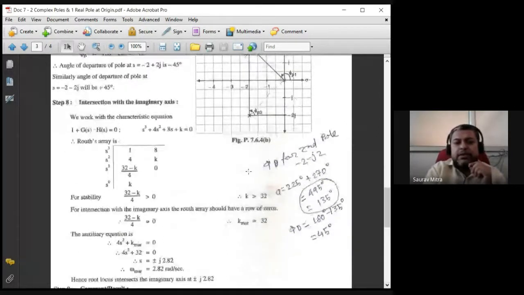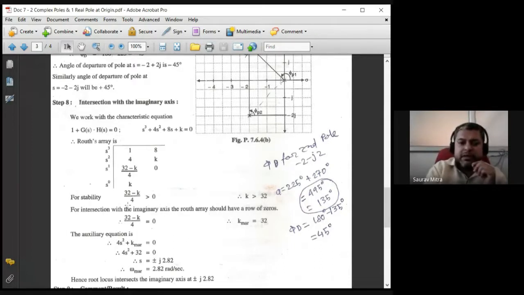From the above, we know the characteristic equation: s cube plus 4s square plus 8s plus k. You write it down. So 1 and 8 in the first line, 4 and k in the second line. Now you are finding this as 32 minus k divided by 4. So this is 4 into 8 minus 1 into k, divided by 4. That comes to be 32 minus k divided by 4. That means k marginal is going to be 32. So this is one k marginal we have found, as 32.